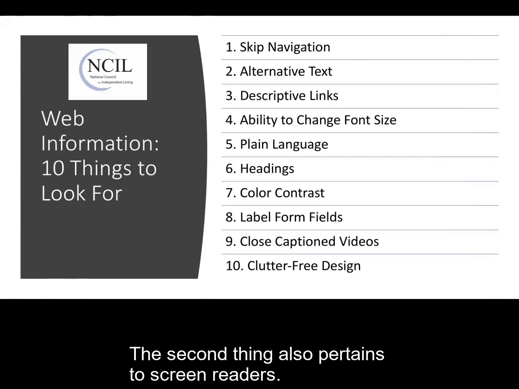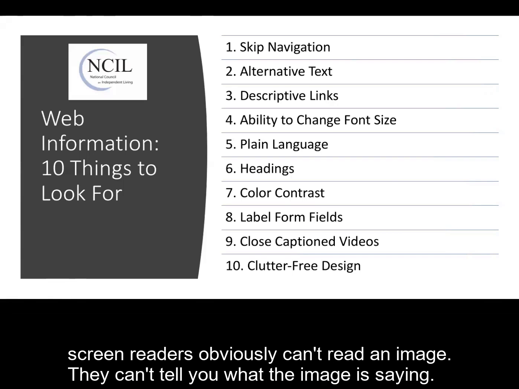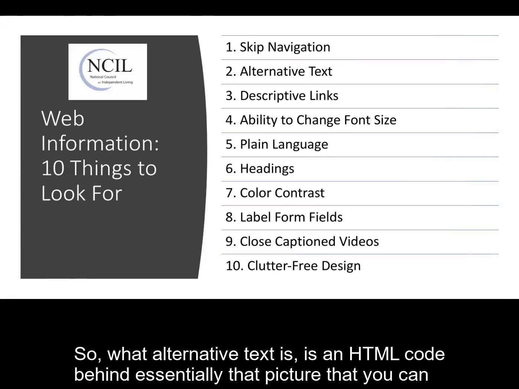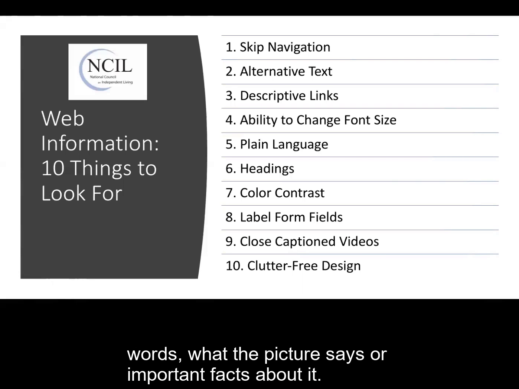The second thing also pertains to screen readers. So if you have images, which I'm sure you do, on your website, screen readers obviously can't read an image. They can't tell you what the image is saying. So alternative text is an HTML code behind, essentially, that picture that you can put a description, a caption of the image. Use colorful language to describe what the picture says, or important facts about it.